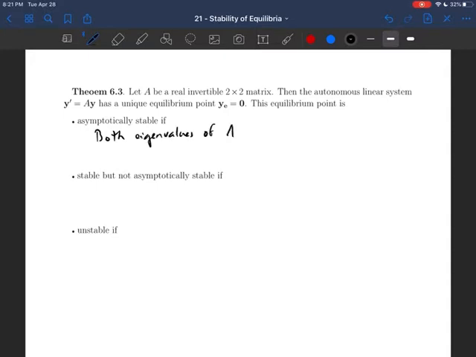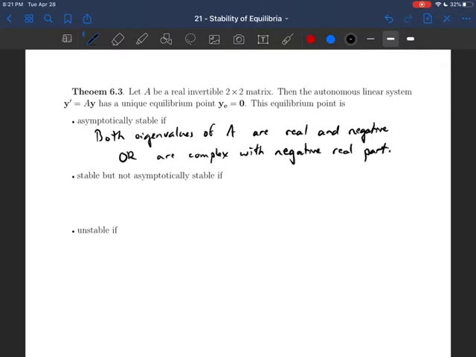This equilibrium point is asymptotically stable if what? What has to be true? Well, it turns out that all we have to do is look at the eigenvalues of the matrix A. So our condition is that both eigenvalues of A are real and negative, or are complex with negative real part.